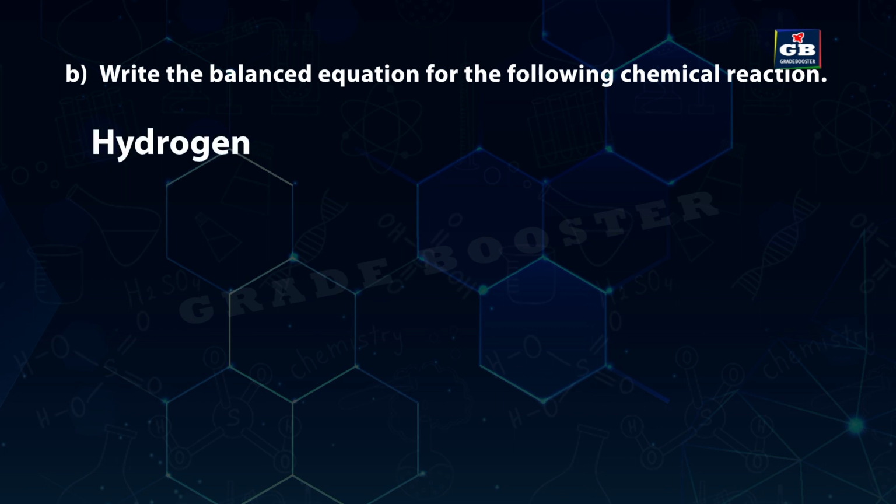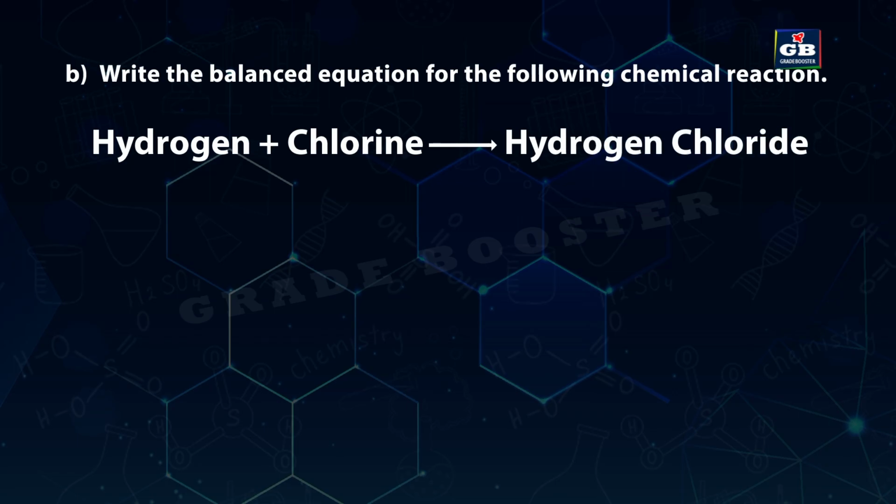Write the balanced equation for the following chemical reaction. Hydrogen plus chlorine gives rise to hydrogen chloride. First, let us write an unbalanced equation with the reactants and products. Hydrogen H2 plus chlorine Cl2 gives rise to hydrogen chloride HCl.